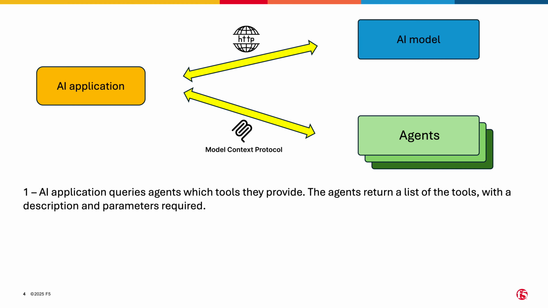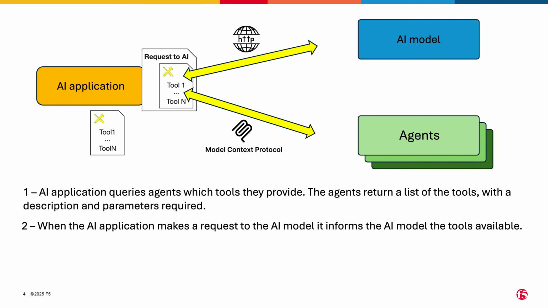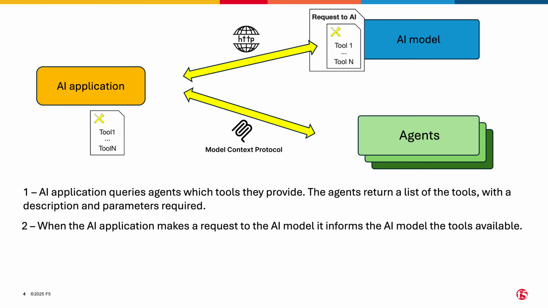Step 1. On a startup, the AI application queries the agents which tools they provide. The agents return a list of the tools with a description and the parameters required. In step 2, when the AI application makes a request to the AI model, it includes the tools available. The AI, by reading the description of the tools and its parameters, is able to use these tools.